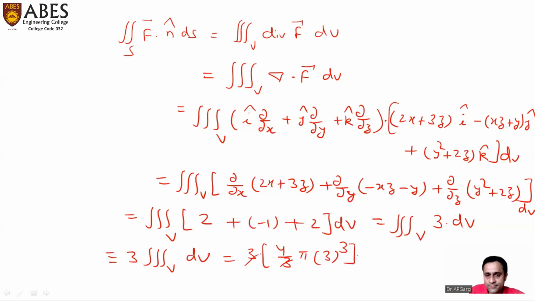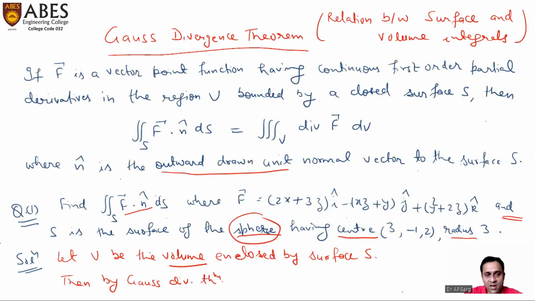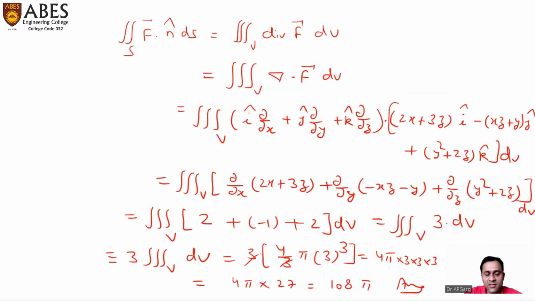So let us solve this finally. The 3 will cancel out, and we have 4 pi into 3 into 3 into 3. So the final result will be 4 pi, 3 threes are 9, 9 threes are 27, and it is 108 pi. So this is the final result. We were asked the value of this double integral, and its value is 108 pi.